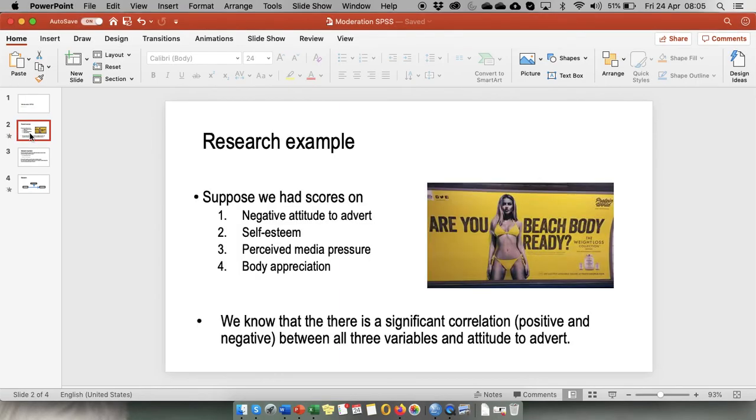The data set we'll use in this example is in relation to a Beachbody Ready advert, and we have records for 4 variables: the attitude to the advert, where we measure how negative people perceive the advert, self-esteem, perceived media pressure, and body appreciation.